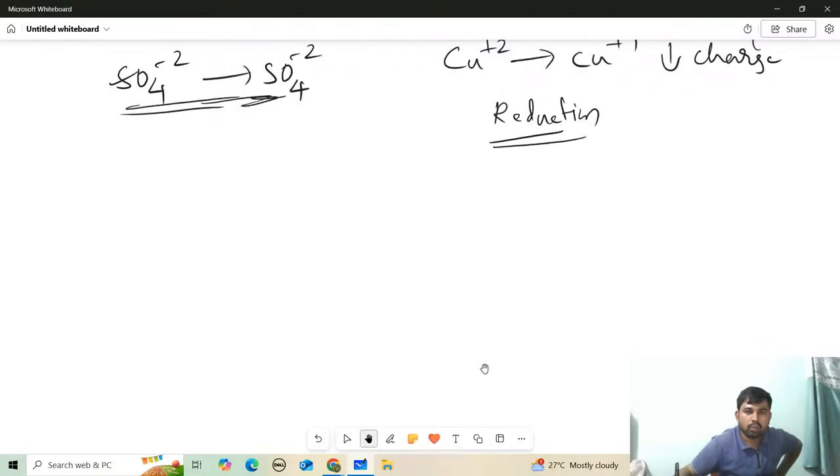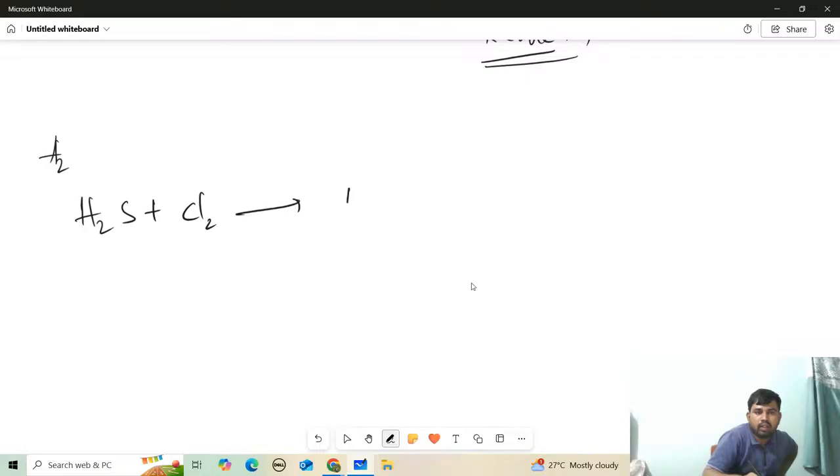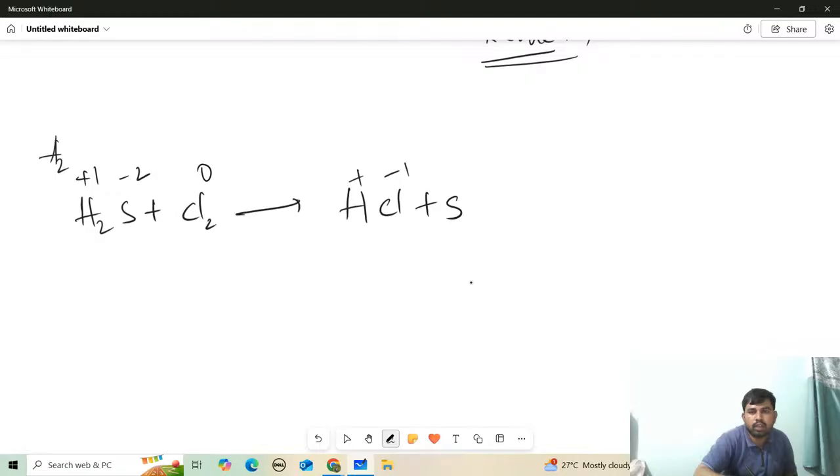One more example I will say for you people. Now see, they given one more example: H2S, to which they are adding Cl2, forms HCl plus sulfur. Here hydrogen is plus 1, sulfur is minus 2, chlorine is 0, hydrogen is plus 1, chlorine is minus 1, and sulfur is 0. So what I can say is sulfur goes from minus 2 to 0.